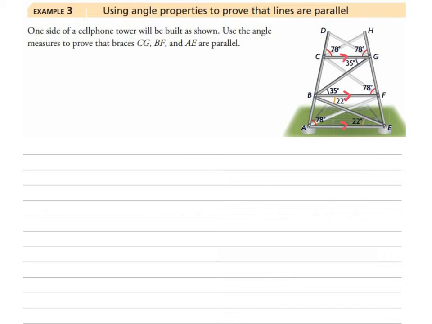So we want to say that those three lines are parallel to each other. To do that, let's start by breaking down and looking at just a section of this at a time. And to do that, I'm just going to look at the bottom line. So I'm going to just cover this up, and that way we can focus just on what we see down below there.